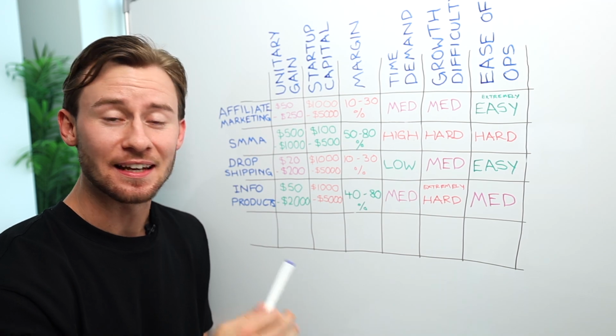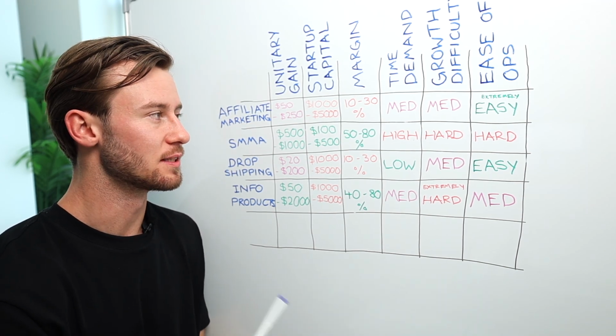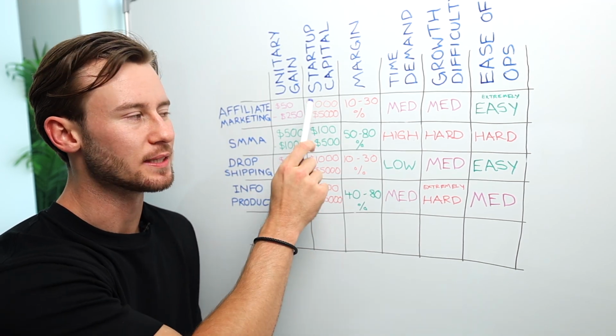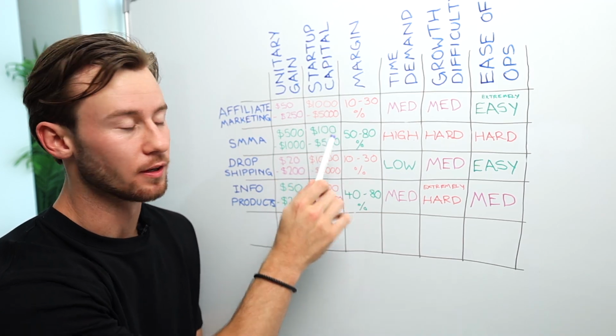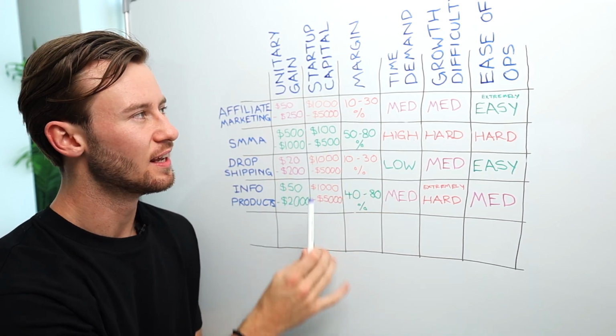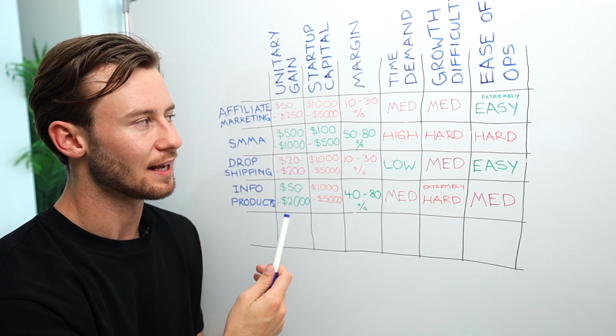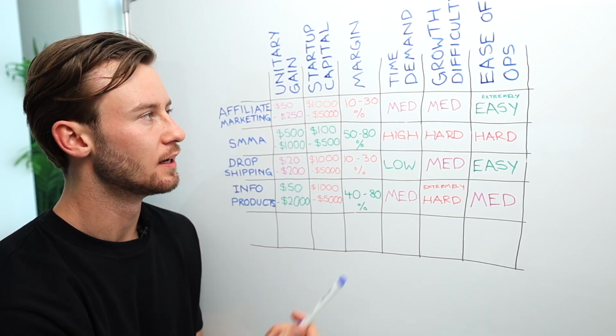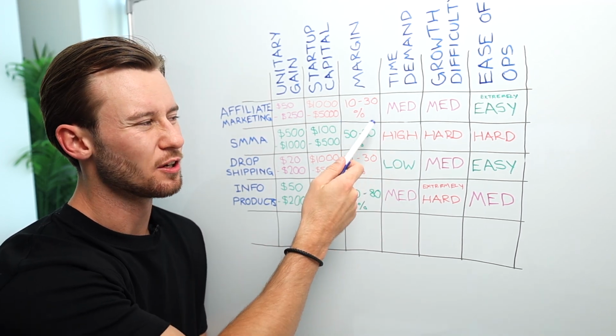You can luck out and get an amazing affiliate deal with some businesses, but generally speaking, between 10 and 30%, which is pretty low if we compare it to other business models and the kind of profit margin that you can actually get. It's just something to keep in mind. The next thing, time demand. Sort of middle of the range.